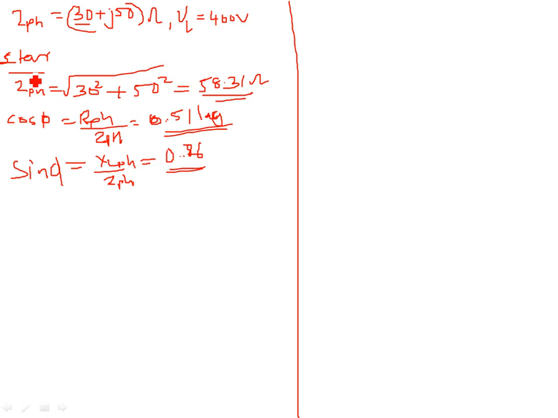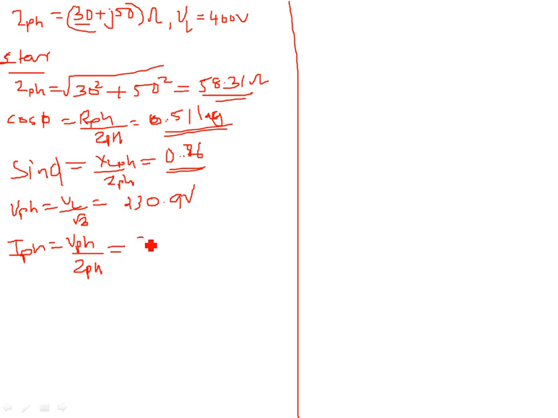Now coming to the case of star connection, phase voltage is given as line voltage divided by root 3. What is it? It is 400 by root 3. It is 230.9 volt. So you got V phase. So what is I phase? I phase is V phase by Z phase. What is V phase? It is 230.9 divided by Z phase, 58.31. That comes to 3.96 ampere.